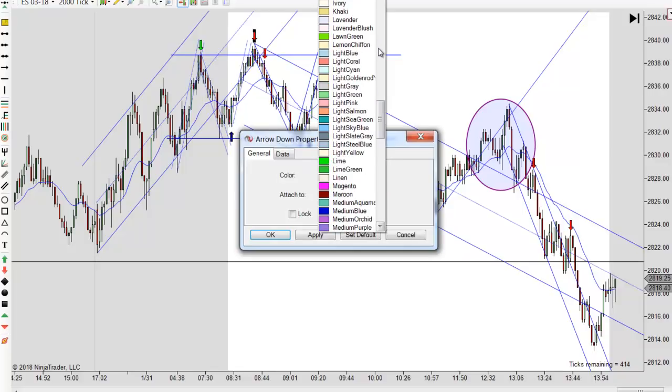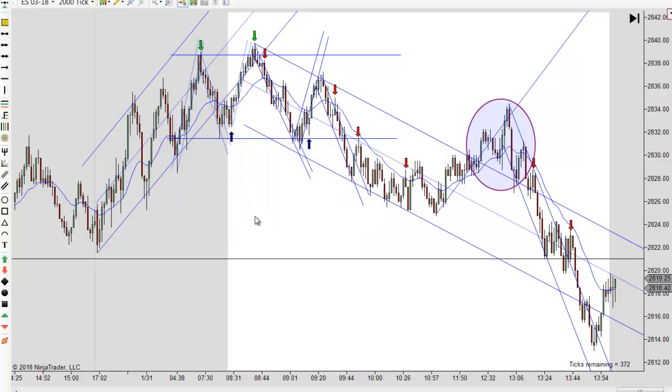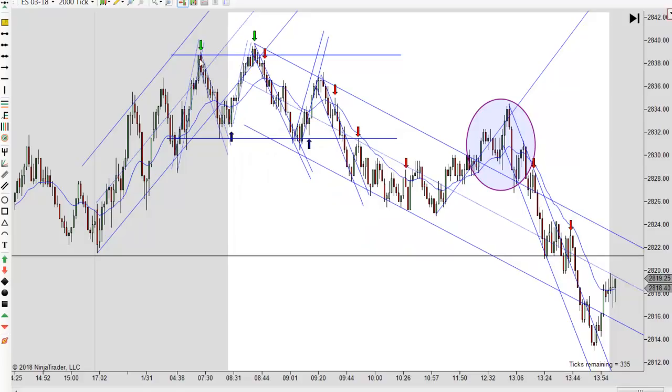I'm going to make it green like the other one though, but they're aggressive, so just keep that in mind. You didn't get a lower high on this one. This one you got a lower high pretty quickly, right inside that trend line, so you got a chance to ride this one on down.